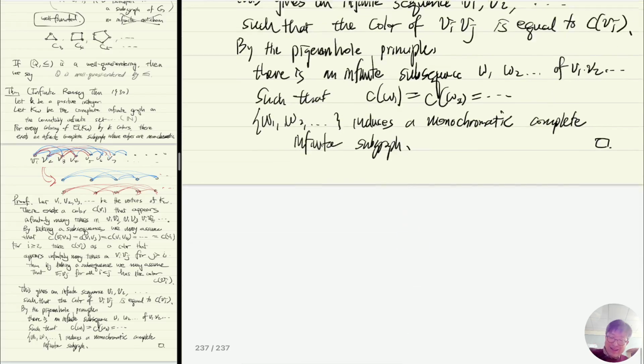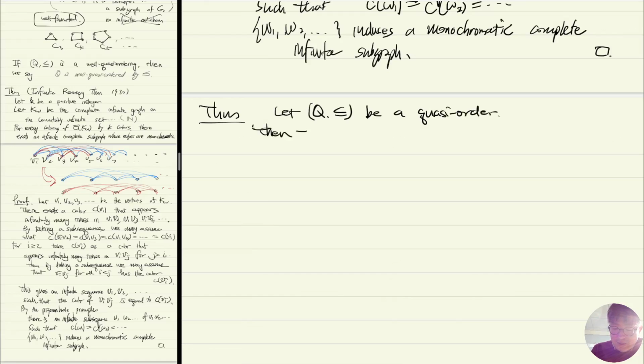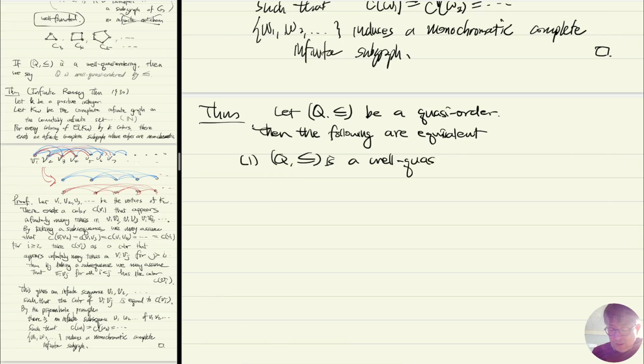Now, why did I talk about that? There's a very nice corollary for quasi-orders. So this is a theorem. Let Q be a quasi-order. Then the following are equivalent. One is Q is a well-quasi-order.